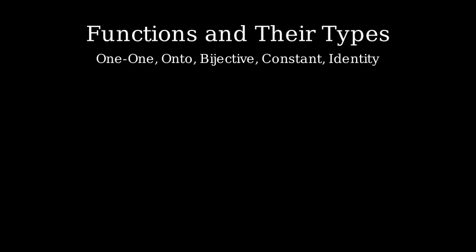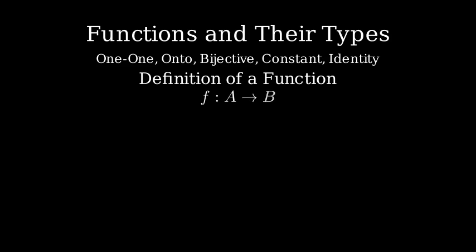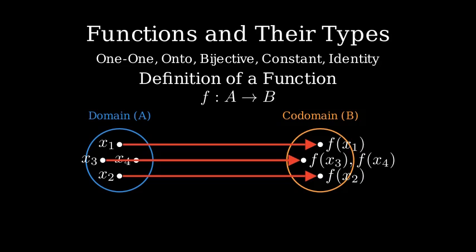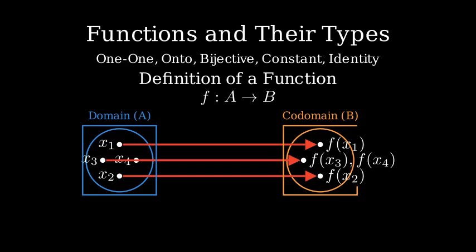Let's start with the definition of a function. A function f is a rule that assigns to each element x in a set A exactly one element f(x) in set B. Set A is called the domain of the function, and set B is called the codomain. The range or image of the function is the set of all outputs f(x) for all x in the domain. The first type of function we'll discuss is the constant function.